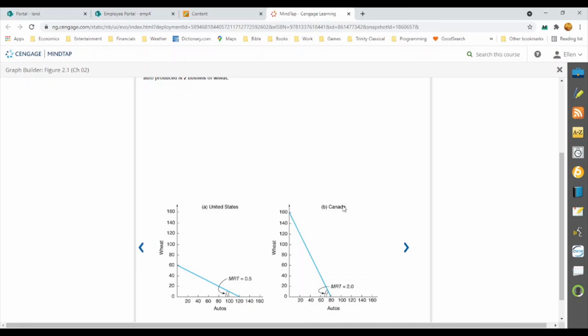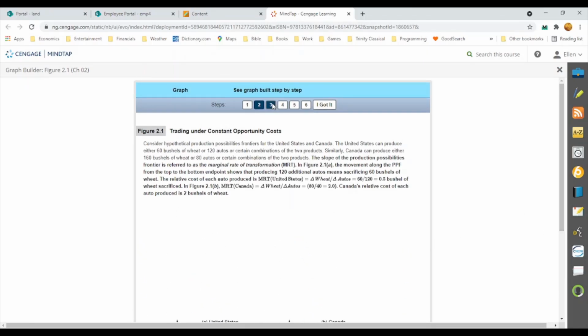All right, and so you can see then with Canada, I'll try to speed up a little bit here. With Canada, they could go from 160 wheats to 80 autos. So every time they're going to make another auto, they have to give up 2 bushels of wheat. All right, so their marginal rate of transformation is 2W, 2 wheats, and the US is 1/2. All right, so that's what we've got so far. So moving on to step 3.